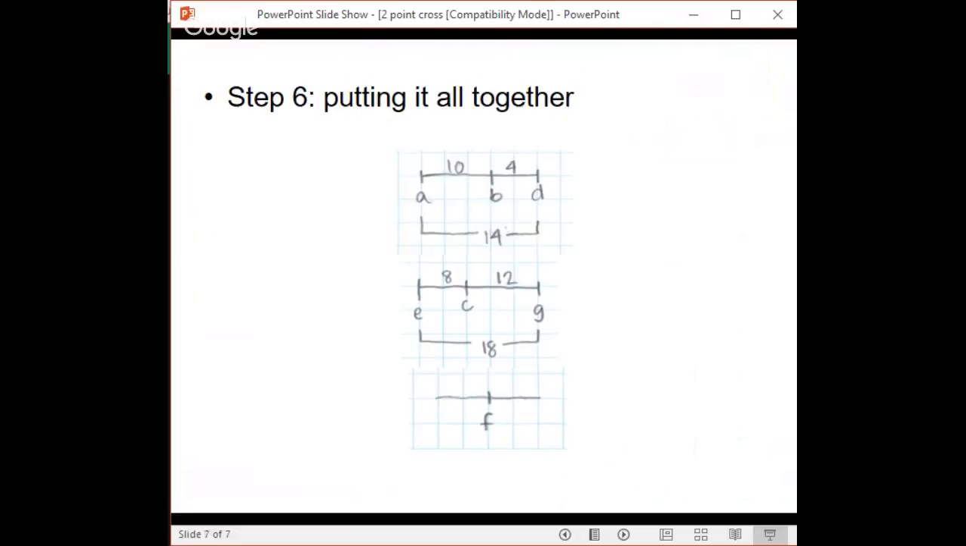So now all we really have to do is just put it all together. We have 3 linkage groups with the data given, our A, B, and D linkage group, and our E, C, and G linkage group, and we have F sorting independently.